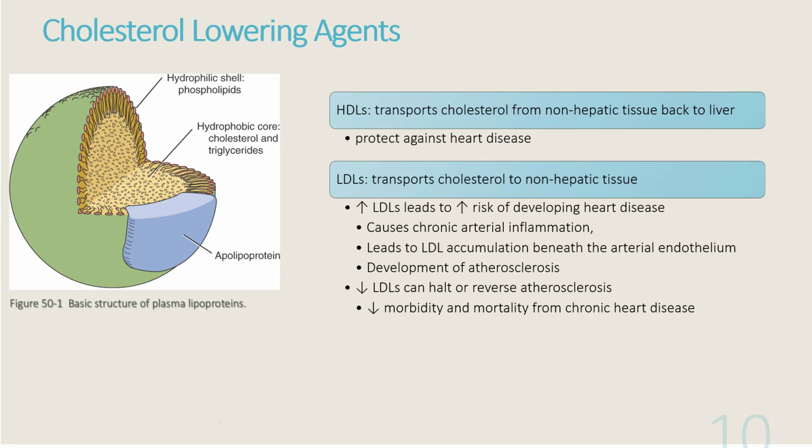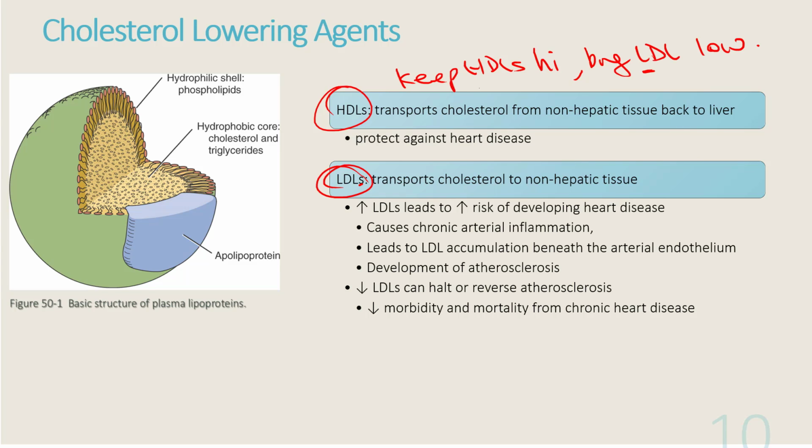Next thing I'm going to talk about is cholesterol lowering drugs, and over here you just have a little bit of an overview. So you've got HDLs and LDLs, and basically what you want to do is keep HDLs high and bring LDL levels low, right? And it's very convenient with that. All right, so HDLs basically transport cholesterol from non-hepatic tissue back to the liver, and the liver can then process it. And so HDLs help to protect against heart disease because they collect cholesterol from the blood and shunt it back to the liver, right?